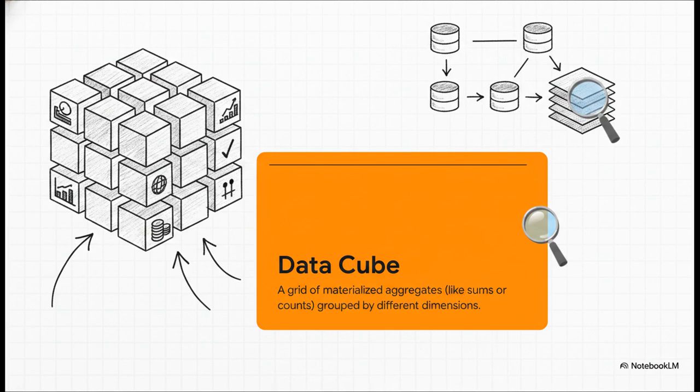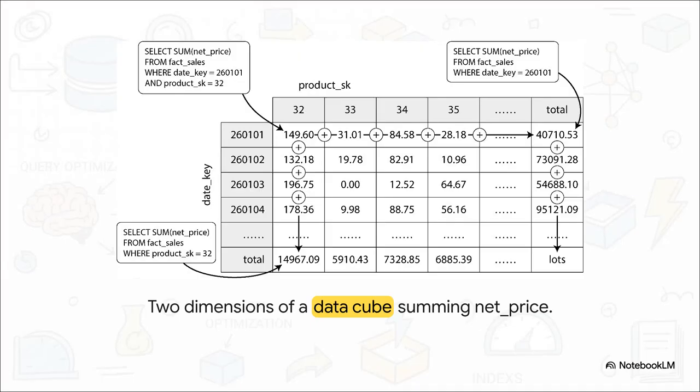If you have thousands of analysts and dashboard widgets asking for the exact same sums, grouped by the exact same dimensions day after day, crunching the raw data every single time is just a massive waste of expensive compute power. The data cube solves this by calculating and caching those common counts and sums up front in a multidimensional grid. Picture a two-dimensional slice of one of these data cubes to see exactly how this works in practice.